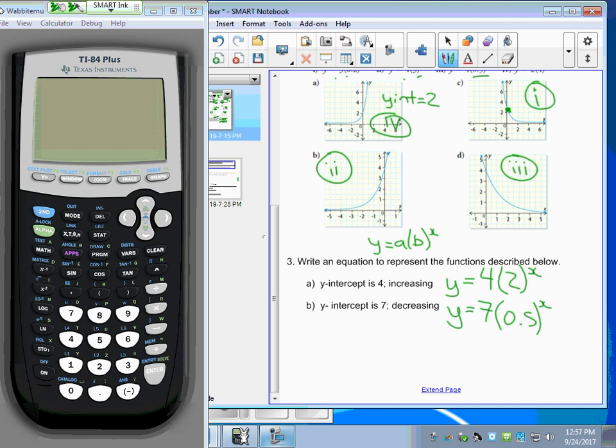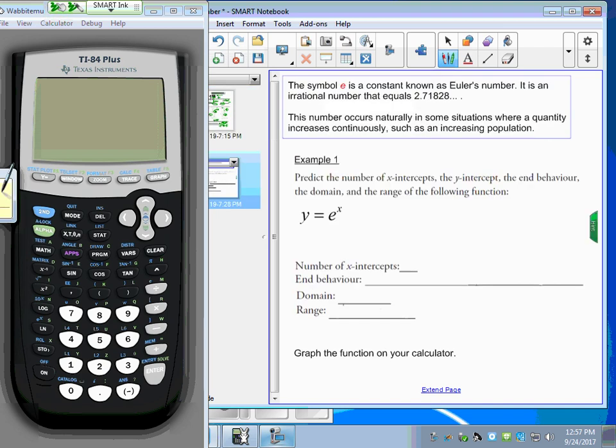All right, let's move on to our new material here. Today we're learning about Euler's number. I'm not sure if you have heard of e before, but that stands for a constant called Euler's number. It's an irrational number just like pi, except for this one is 2.71828. And we actually have this button on our calculator. I'm not sure if you've noticed it before.